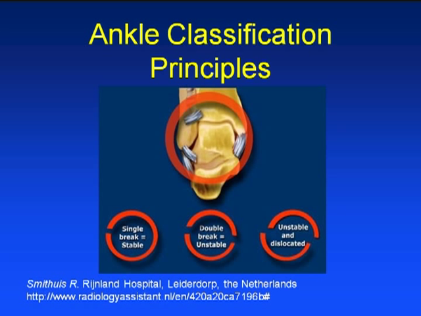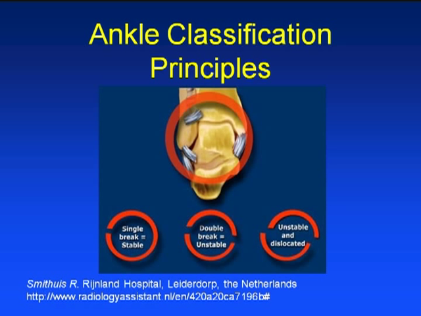Now, just guiding principles for what makes sense in life. The ankle has a ring-like structure based on ligaments and the bones that support them. And if you break the ring in 2 places, you have an unstable injury. If you break the ring in 1 place, you have a stable injury.